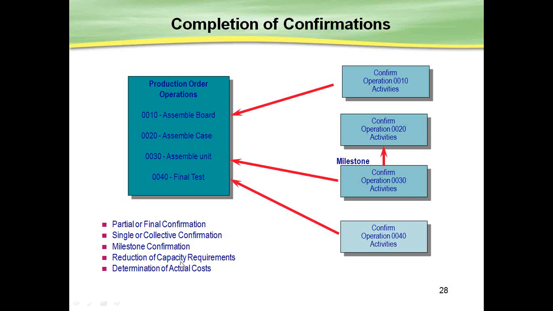Then reduction of capacity requirement. Suppose you confirm your operation, okay, I have produced. It means that your capacity is unloaded, your work center is free for another work. So capacity reduction. And finally the determination of actual cost on the basis of your confirmation.